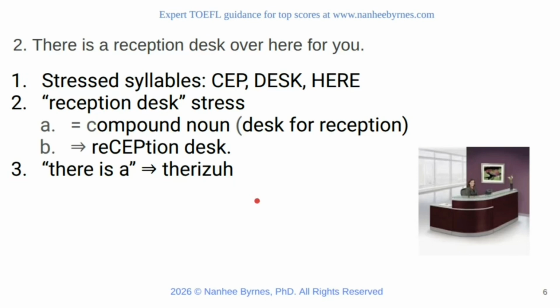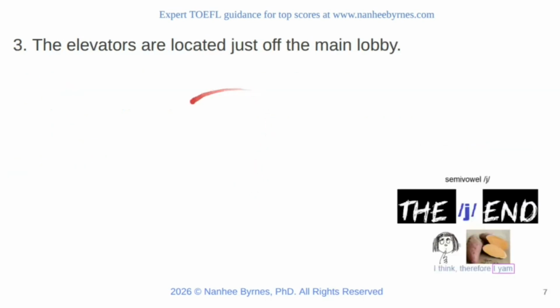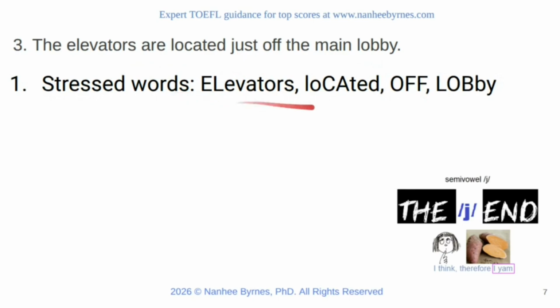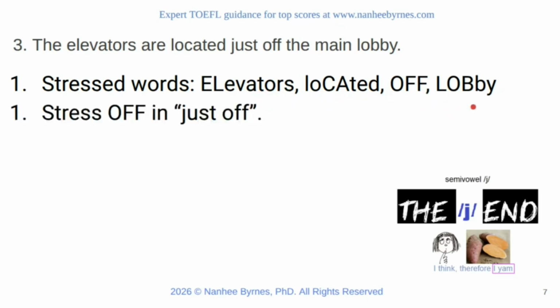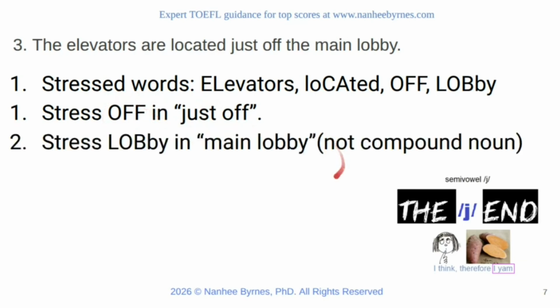The elevators are located just off the main lobby. Elevators located off lobby. These are the main content words that carry the meaning of the sentence. Elevators located off lobby. Stress tip. Just off functions as a location phrase, and the word off receives stress because it carries the directional meaning. In the phrase main lobby, main describes lobby, so lobby receives the stress.